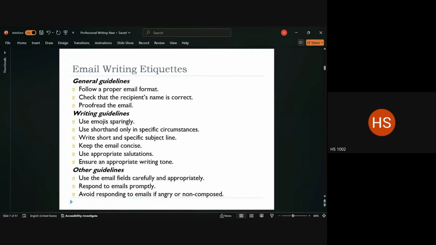Then the next guidelines or etiquettes include use of the email fields, which includes the recipient and sender field. Then respond to emails promptly. Now, this is something again people would ask: how much time can I take before I respond to somebody's email? The answer depends on who is writing to you, right? If it is your boss, your manager, writing to you seeking information or clarity on something, usually the response time should be somewhere between 2 to 3 hours, right? Immediately or between 2 to 3 hours, you can respond to their email.